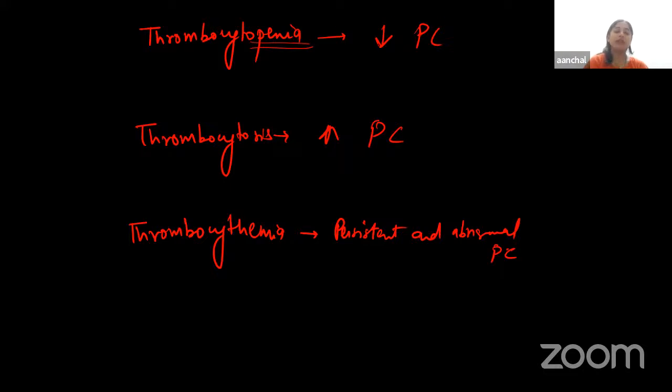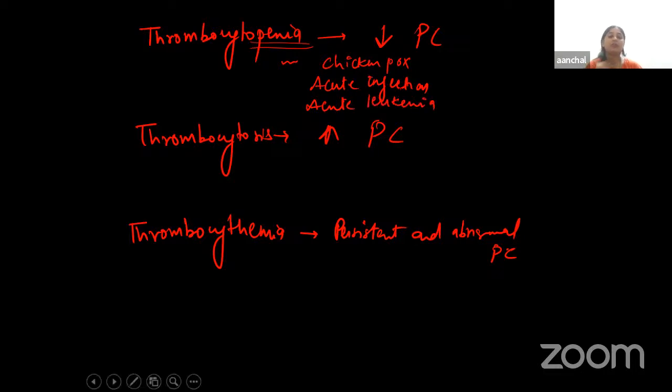So as we know, thrombocytopenia means there is decrease in platelet count, and it could occur in conditions like chickenpox, in case of acute infection, then acute leukemia. So these are the conditions in which the platelet count can be decreased, right? Now next we have thrombocytosis.